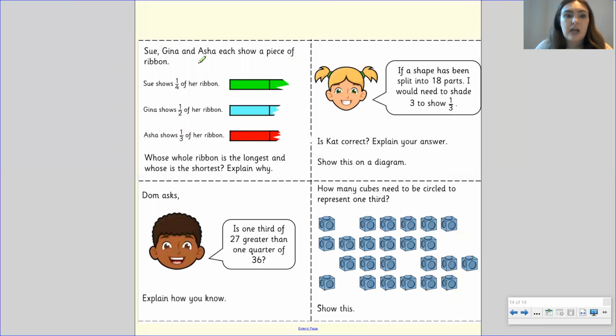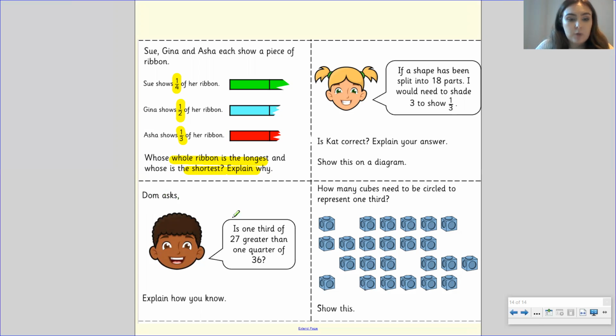Okay, and finally the challenge question. So Sue, Gina, and Asha show a piece of each ribbon. Sue is showing 1/4 of her ribbon. Gina is showing 1/2 of her ribbon, and Asha is showing 1/3 of her ribbon. Whose whole ribbon is the longest and whose is the shortest? Explain why. So you need to tell me whose is the longest, then use our magical word because and explain why it is that, and then do the same for the shortest.